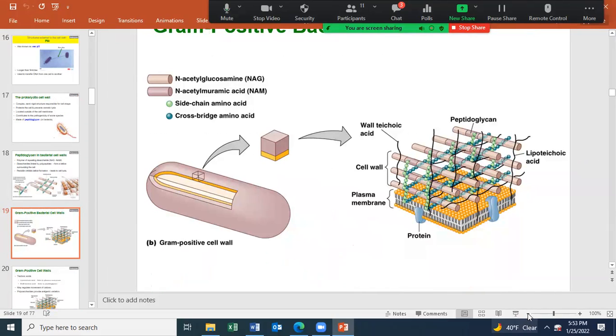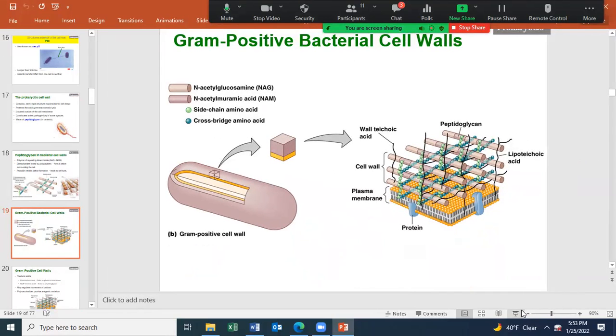Now let's talk about the gram-positive cell wall. When we talk about the gram-positive cell wall, the yellow is the cell membrane, and then the cell wall is thicker and it's purple. And when we look at it this way, there's the cell membrane, the lipid bilayer of the plasma membrane. And then the peptidoglycan is on multiple layers.